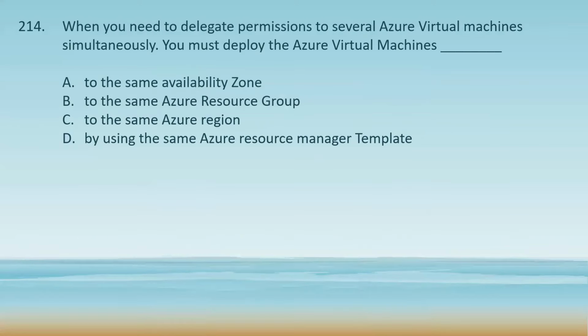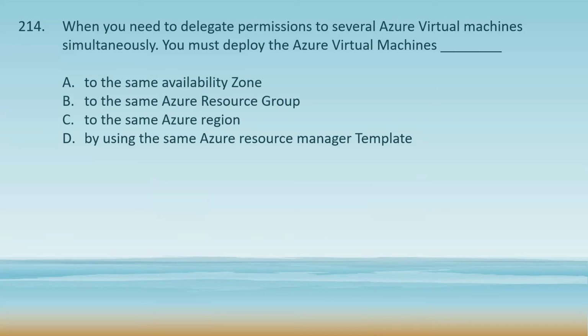Next question. When you need to delegate permissions to several Azure virtual machines simultaneously, you must deploy the Azure virtual machine, then there is a dash. Your options are: to the same availability zone, to the same Azure resource group, to the same Azure region, or by using the same Azure Resource Manager template.